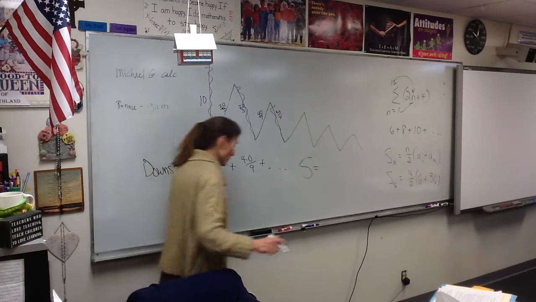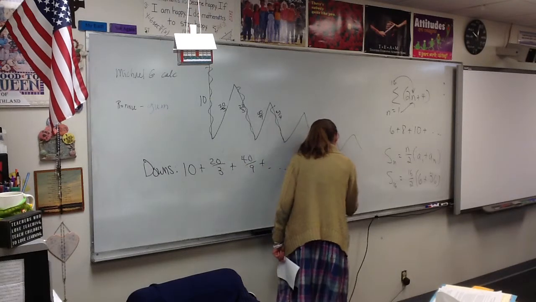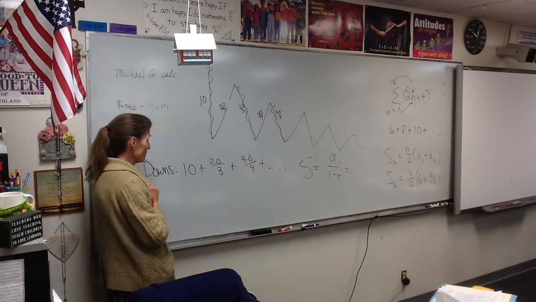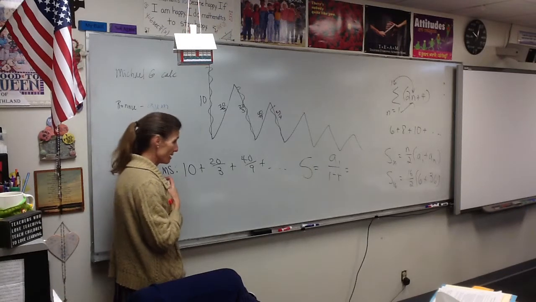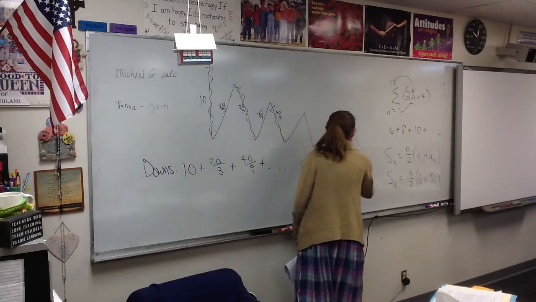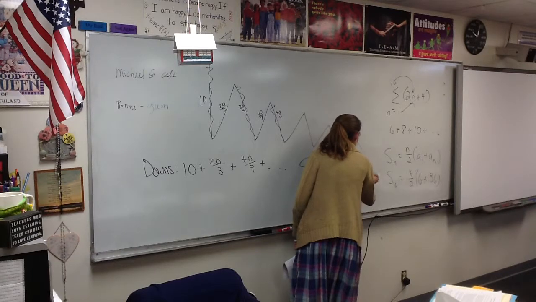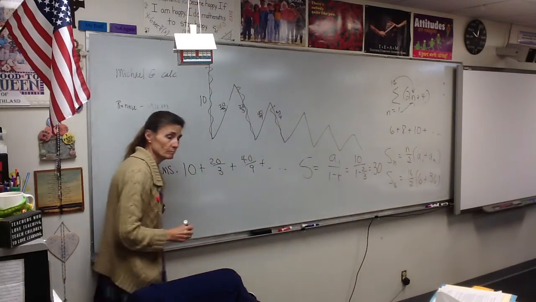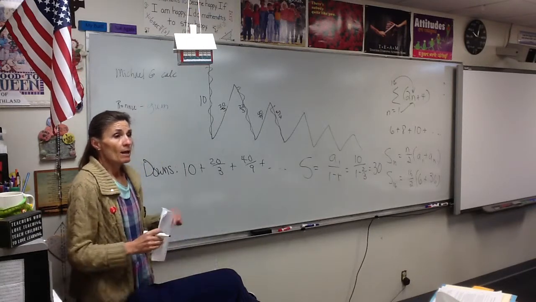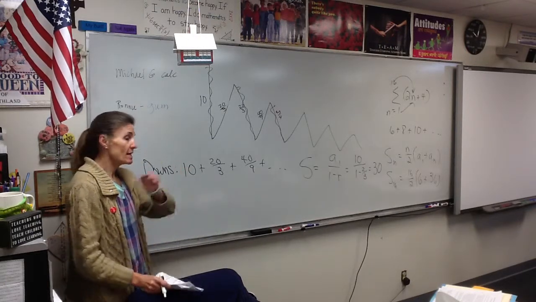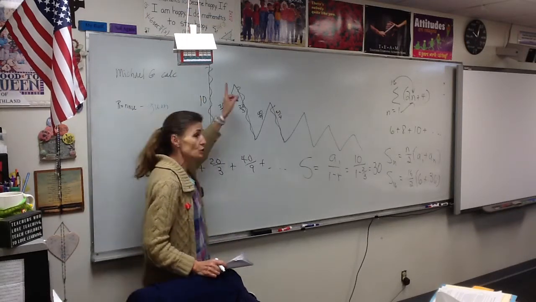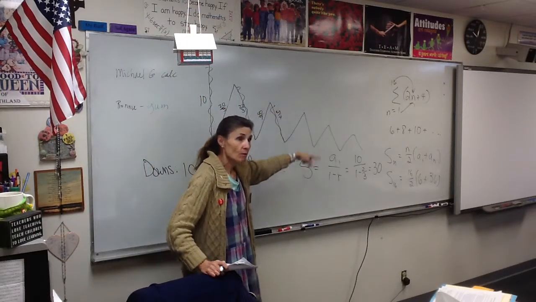What's the formula? Well, I know what it is. They're all cut off. So what's the first term? 10. And the ratio is 2/3. So wouldn't that be 30? Yeah. Now, that alone is not the answer to the question, because remember, that was just the downs.